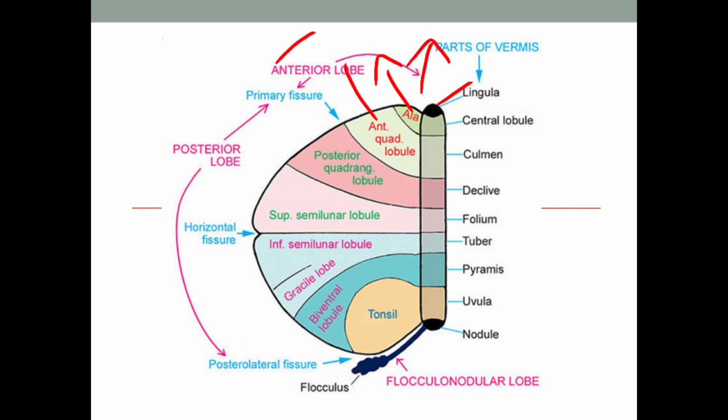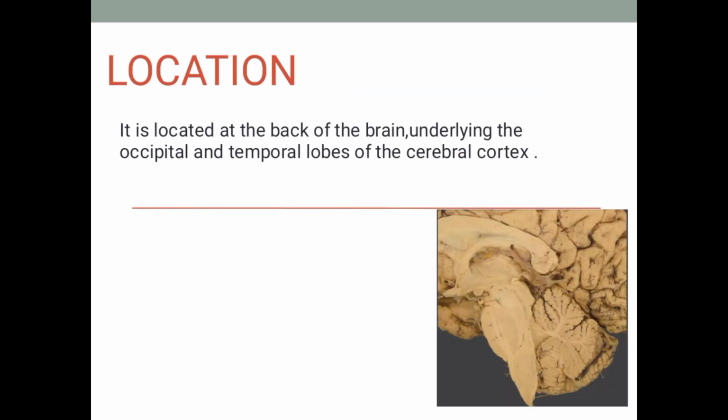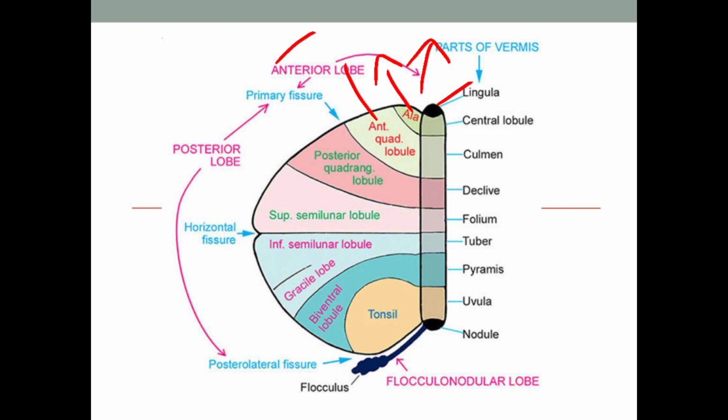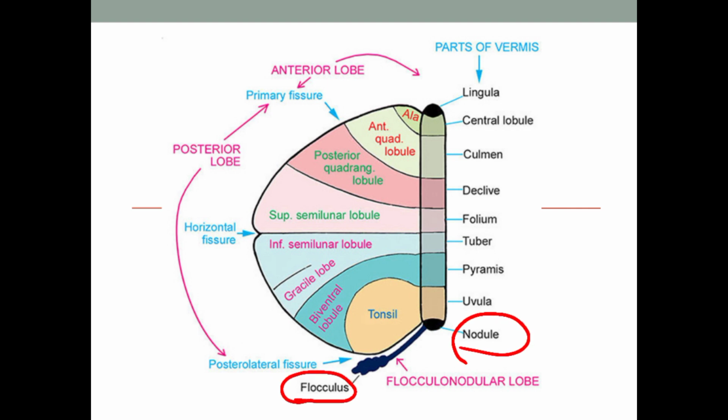The last is the nodule. The nodule is related to the part you are looking at here, called the flocculus. So these are the parts of the vermis and the lateral part of the hemisphere it is related to. So learn with the diagram, and practice drawing the diagram.